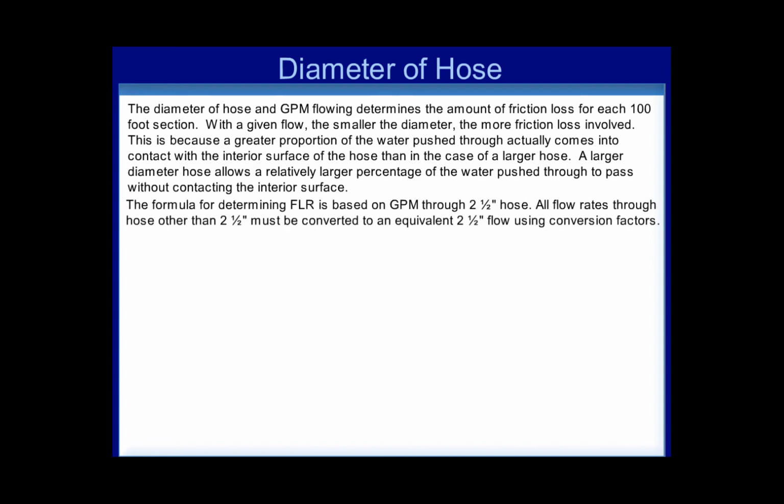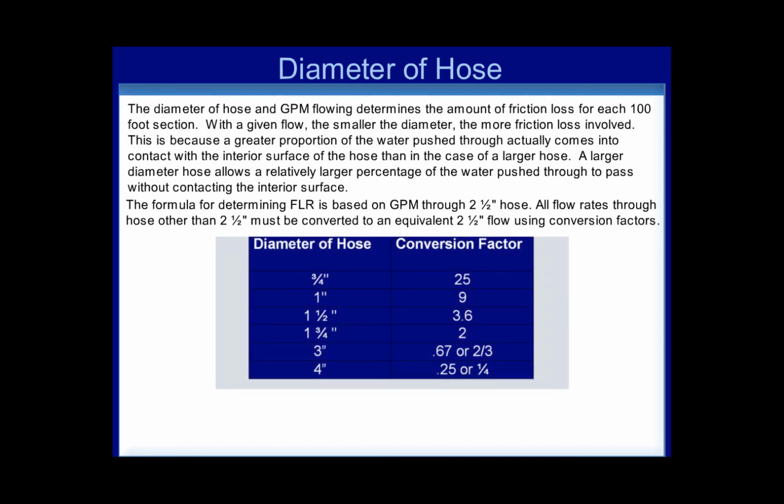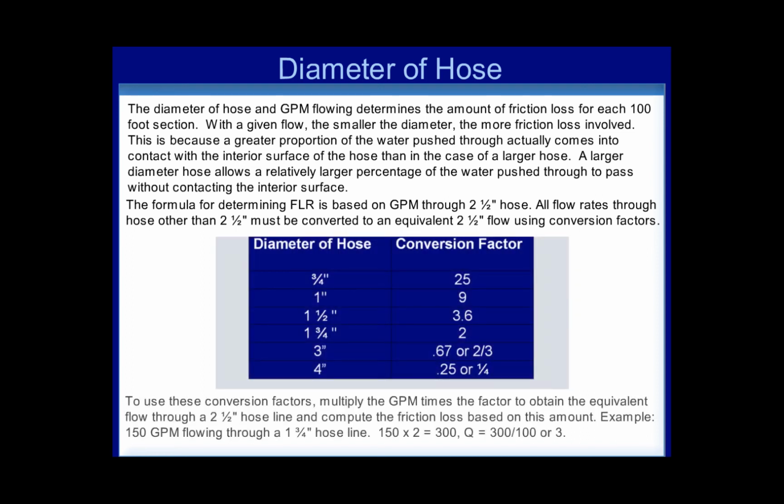The formula for determining FLR is based on GPM through 2.5" hose. All flow rates through hose other than 2.5" must be converted to an equivalent 2.5" flow using conversion factors. To use these conversion factors, multiply the GPM times the factor to obtain the equivalent flow through a 2.5" hose line, and compute the friction loss based on this amount.